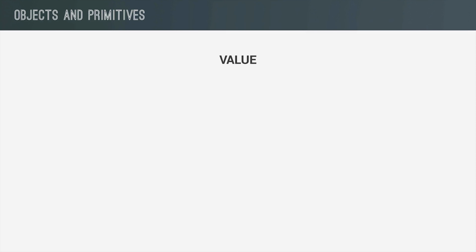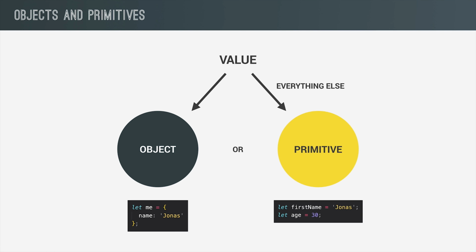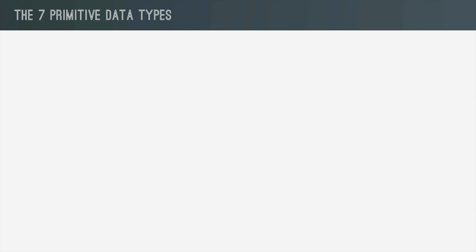And first of all, in JavaScript, every value is either an object, which looks something like this, or a primitive value. So a value is only a primitive when it's not an object, and we will learn all about objects later. But for now, let's really focus on primitive data types. So there are 7 primitive data types: number, string, boolean, undefined, null, symbol, and BigInt. So let's look at them one by one.